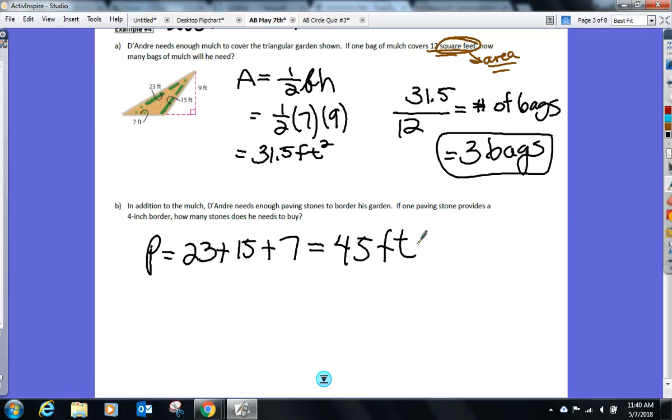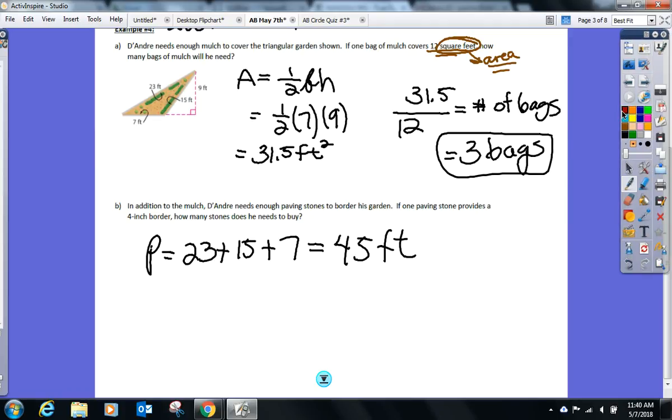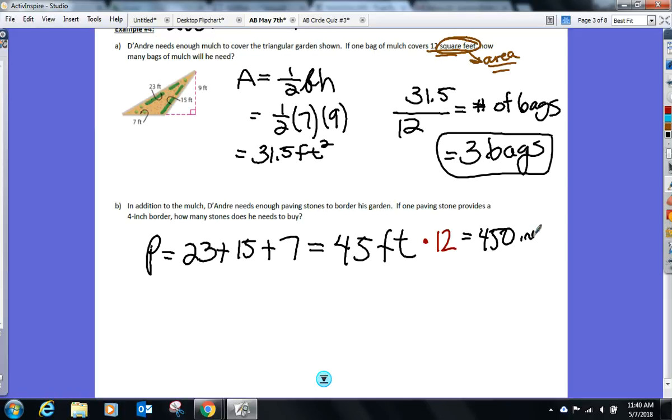Whoa, whoa, whoa, what's the problem? Yeah. Well, it's 45 feet for the garden, but the rocks cover 4 inches. Inches and feet, not going to fly until I convert it. So go ahead, Sean. 45 feet. How can I find how many inches? Yep. 540 inches now in the garden.